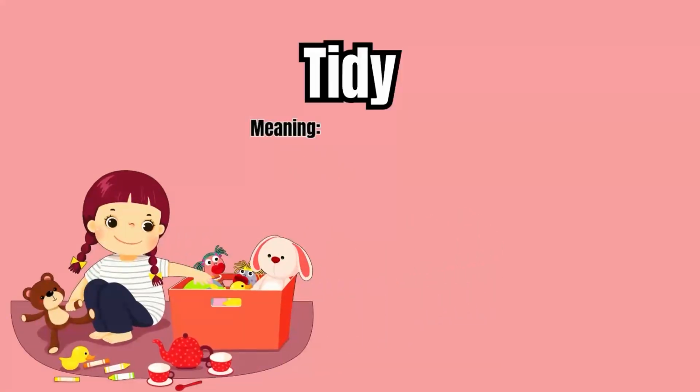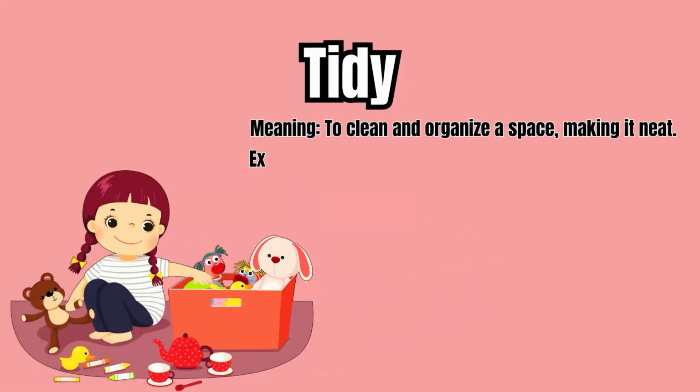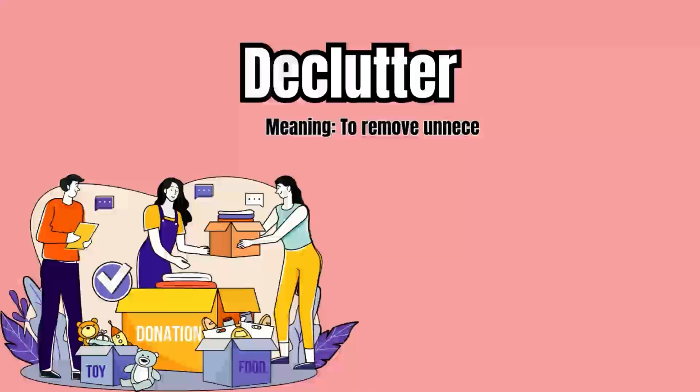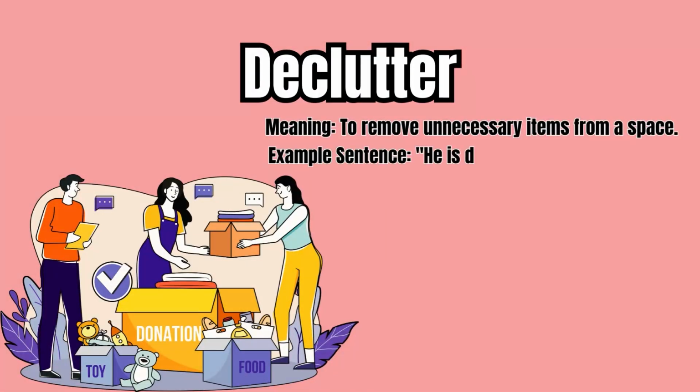Tidy, meaning to clean and organize a space, making it neat. Example sentence, she is tidying up the kids' room. Declutter, meaning to remove unnecessary items from a space. Example sentence, he is decluttering the garage.